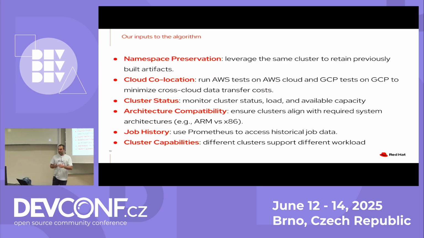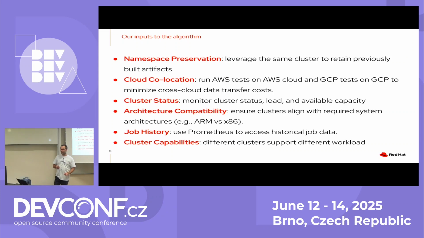Other arguments which are inputs to the algorithm are, for example, collocation. I was speaking about a minute ago that some tests are more efficient to run on AWS, where they are based on AWS, and the same goes for GCP or other cloud providers. We have, of course, cluster status, so that means load and capacity. We can also detach a cluster if it's under failure. There is another factor, which is architecture compatibility. We enabled the possibility to be multi-arch, so we are taking that as well under consideration.